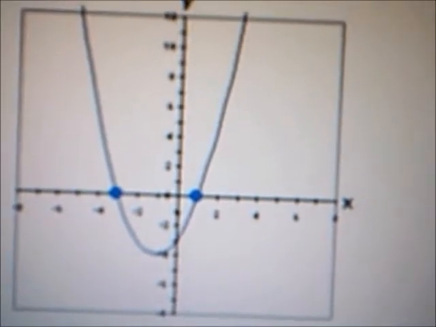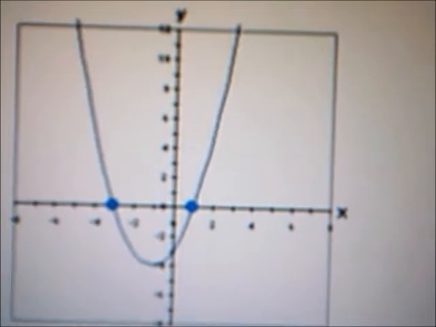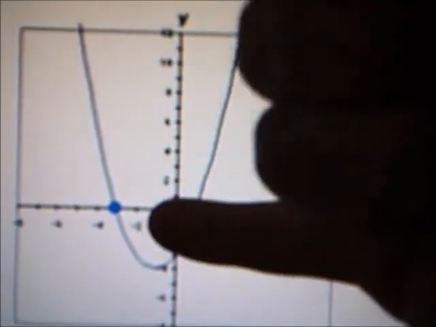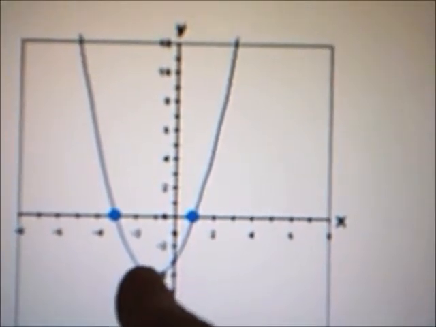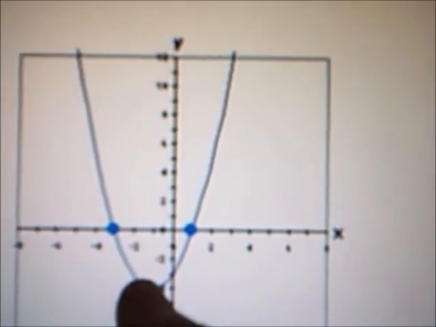This parabola is first. So all quadratic equations will have a parabola as a shape, and a parabola is symmetrical. So the line of symmetry runs straight down the middle here, and the line of symmetry will be whatever the x value is of the vertex. And the vertex is either the highest or the lowest point of your parabola.